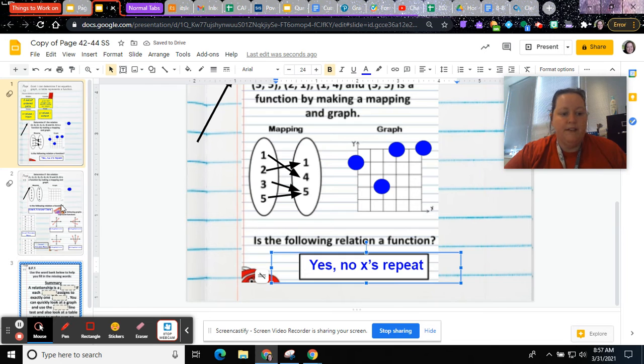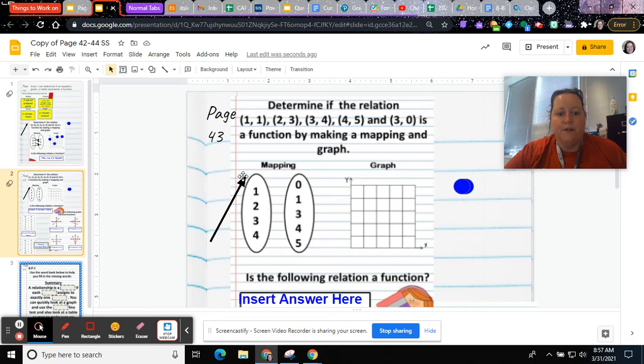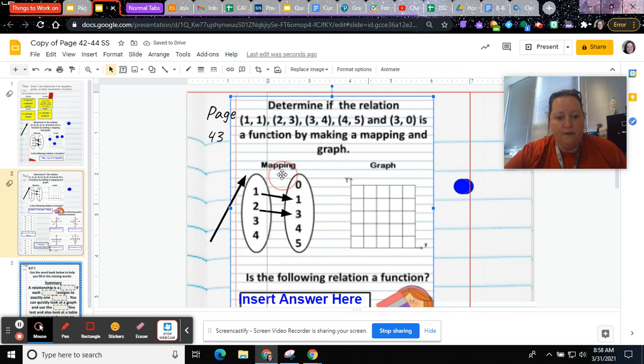Okay, moving on to the next page here. Determine if this relation is a function. So we're going to do our little mapping thing again. We're going to take 1, that's the x, match it to the y, that's a 1. This one says 2, 3. Then you have 3.